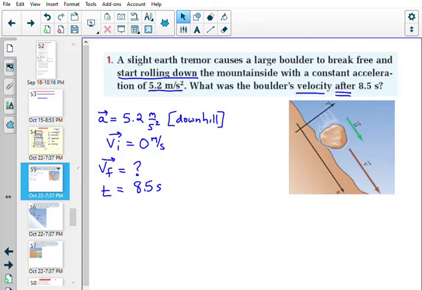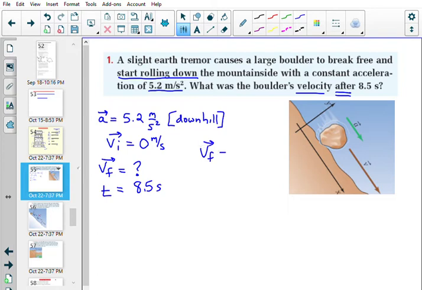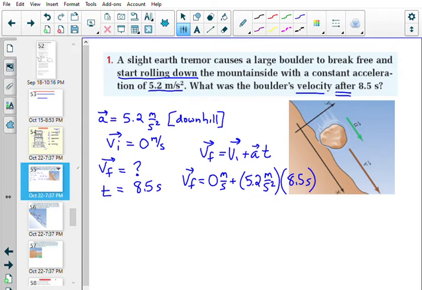So now that I've written down my data, I'm going to indicate which formula I'm using. I'm going to use the formula VF equals VI plus acceleration times time. And now I'm going to plug in the numbers. So the VF is 0 meters per second plus the acceleration, 5.2 meters per second squared, times the time of 8.5 seconds. And we're going to call the downhill direction the positive direction.